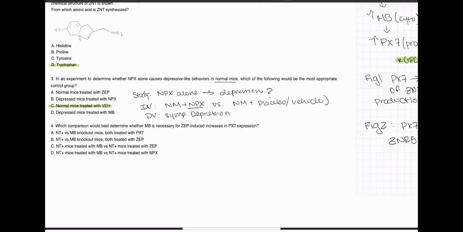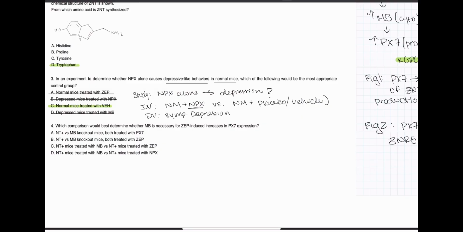Now, we can cross out many of these. Depressed mice, we want to know if depressive-like behavior is present in normal mice. So if we're comparing it to depressed mice, we are not able to make an accurate decision. So anything that says depressed, we'll take away. And then it's asking if NPX alone will cause depressive symptoms. So if we're comparing it to ZEP, that's not allowing an accurate comparison.